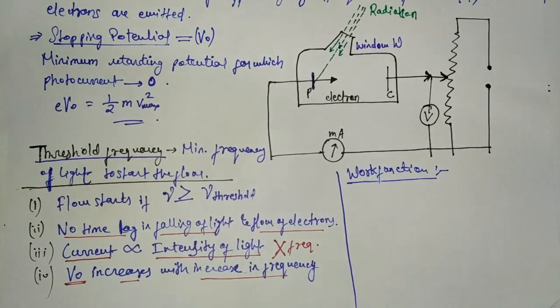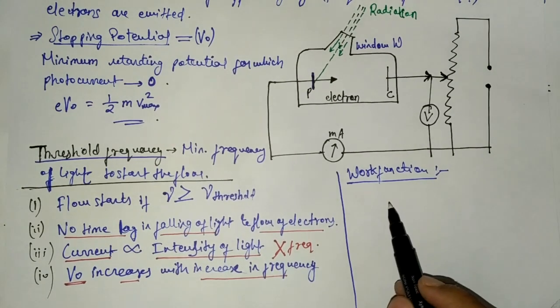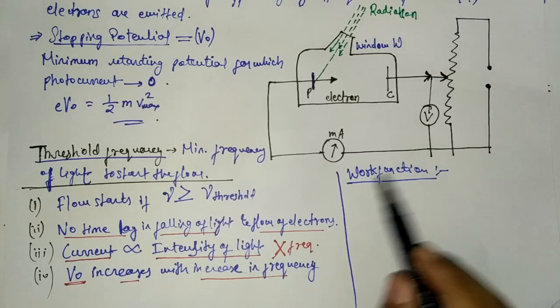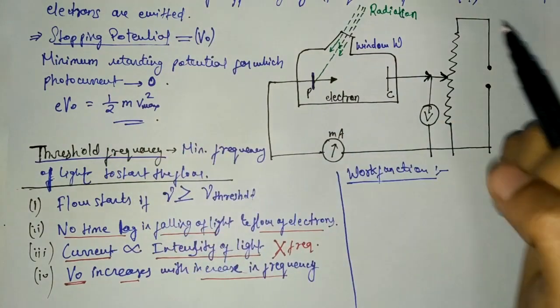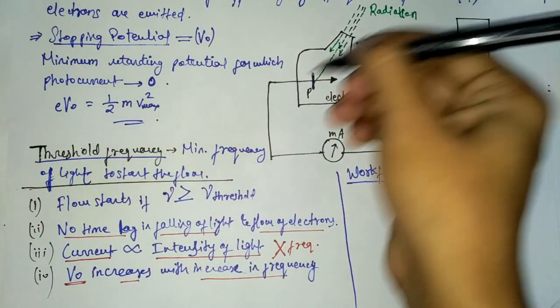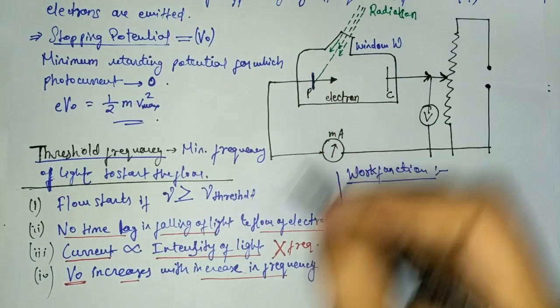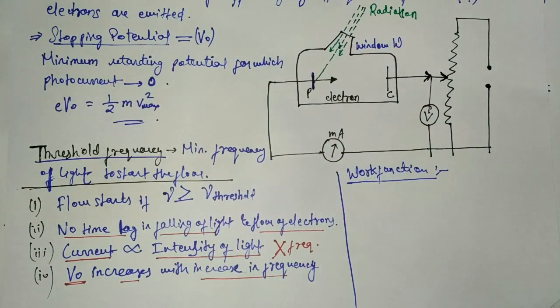Now, before summarizing the topic of the photoelectric effect, an important definition is left, that is of work function. So what is work function basically? Work function is the minimum energy that is required to liberate an electron from the metal surface. That is the energy that is required to extract an electron from the metal surface. When a photon of energy h nu is absorbed by an electron, an amount of energy at least equal to W naught is used to liberate the electron from the metal surface.